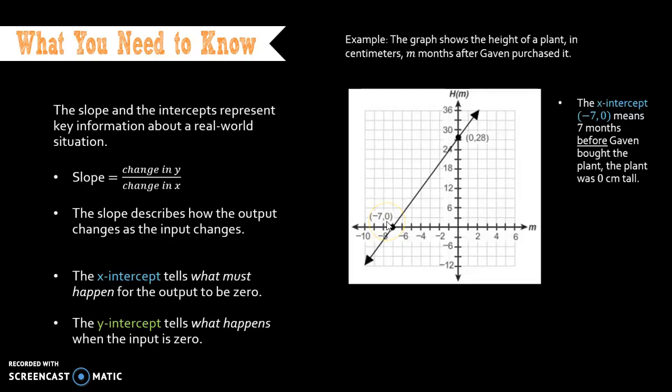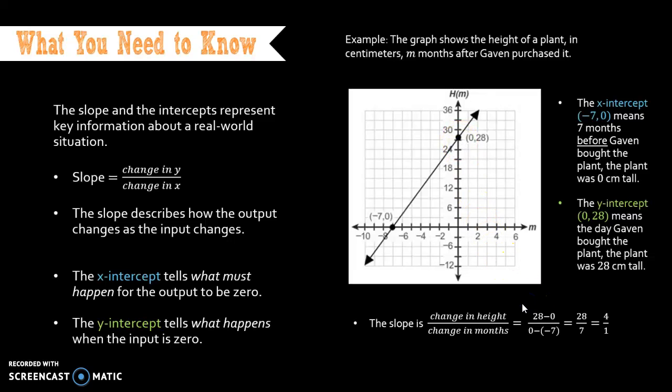The height of my plant is represented by the y, or the up and down axis right here. And my y value is 0. So maybe it was a seed, or that's when the plant was actually planted, 7 months before he bought it. My y-intercept up here at (0, 28) means the day that Gavin bought the plant. So 0 months have gone by since he bought it. It's the exact day that he bought the plant. The plant was 28 centimeters tall when he bought it.